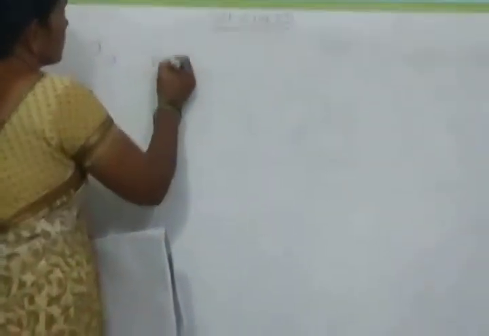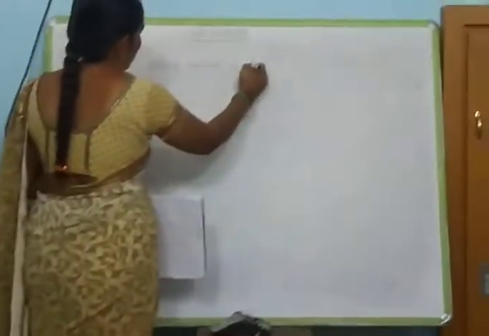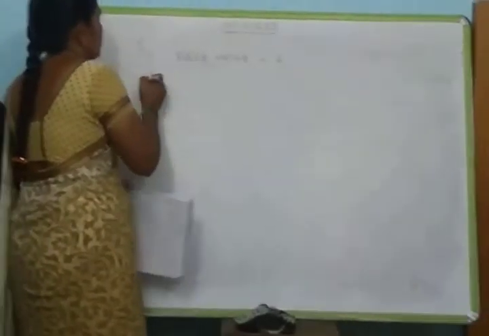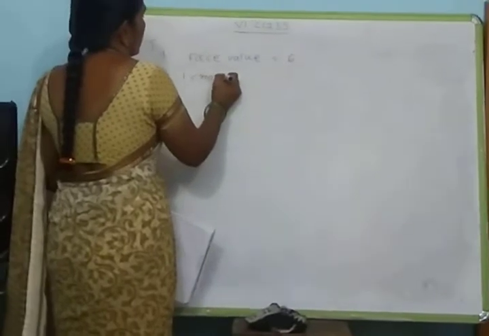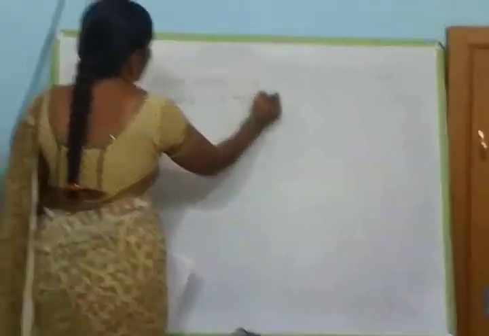Face value of 6, what is it? 6 only. The number itself is called its face value. So, face value is 6. Second one: 1 crore is equal to how many millions? 10 millions. 1 crore is equal to 10 millions.